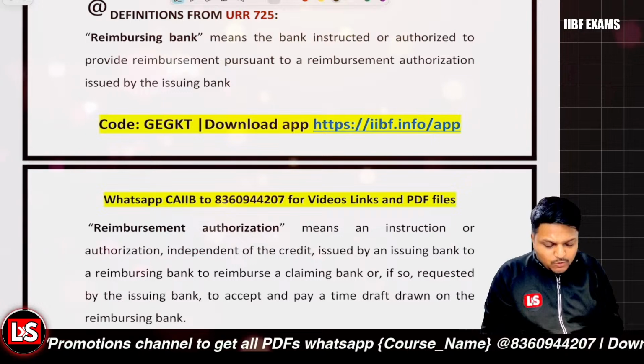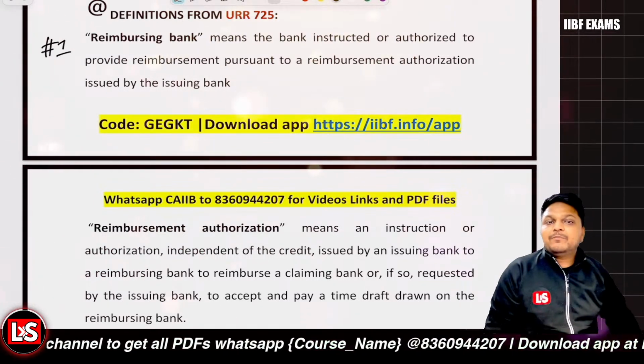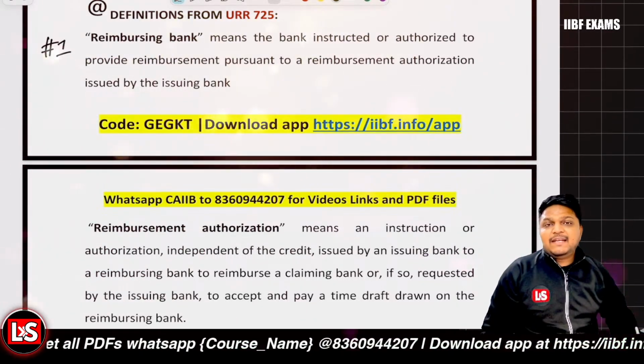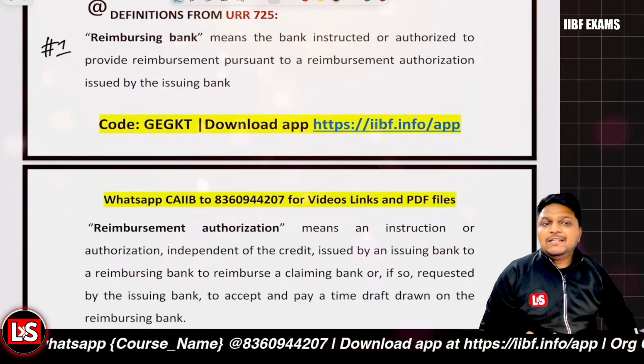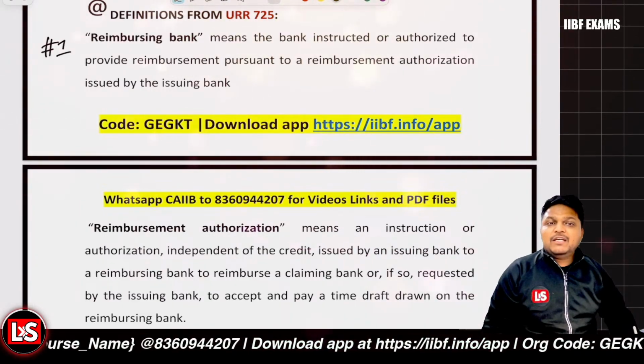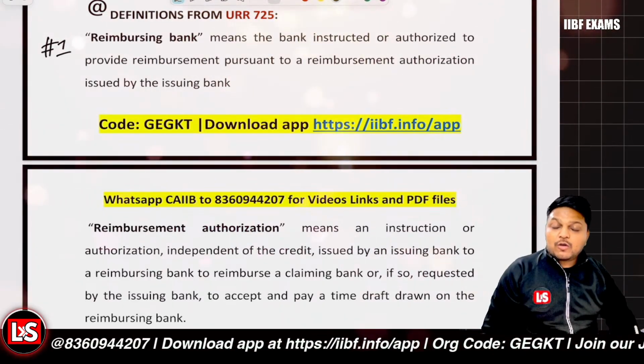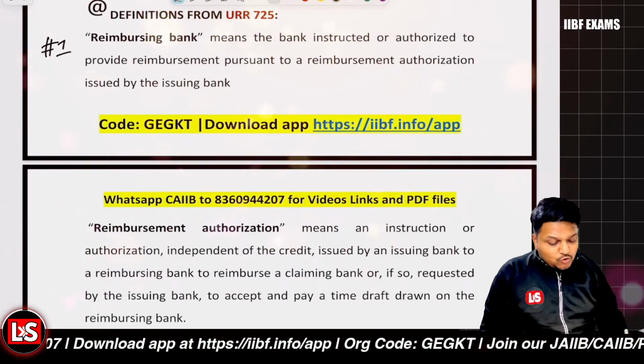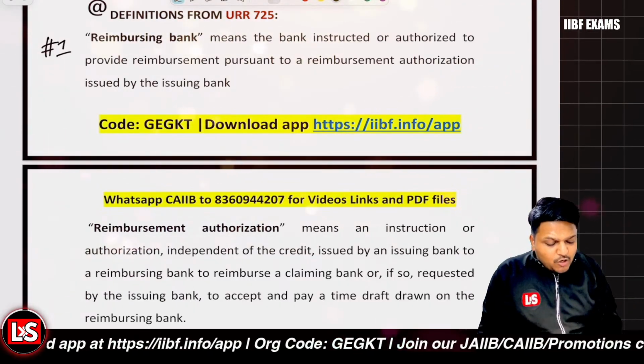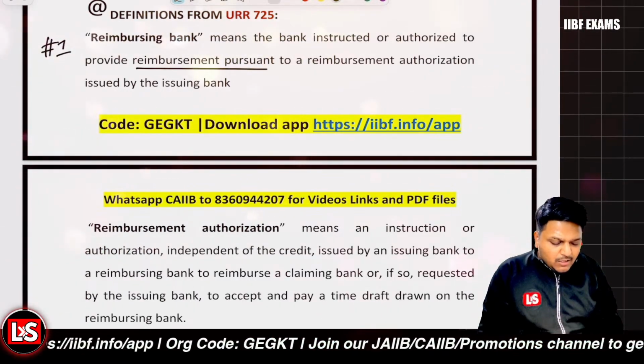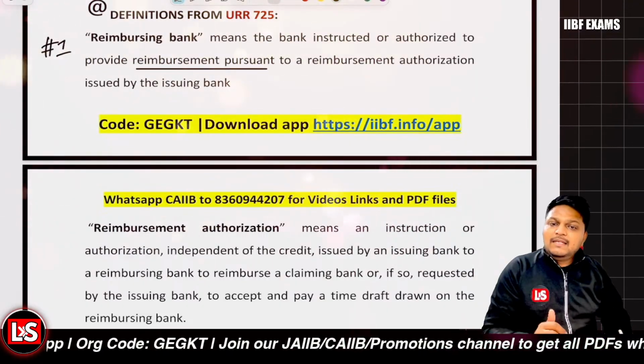Now let's have a look at the definitions under the URR 725. First one is related to the reimbursing bank. So the reimbursing bank is basically that bank which is appointed by the opening bank or the issuing bank, which is instructed or authorized so as to reimburse the nominated bank. That's the reimbursing bank.